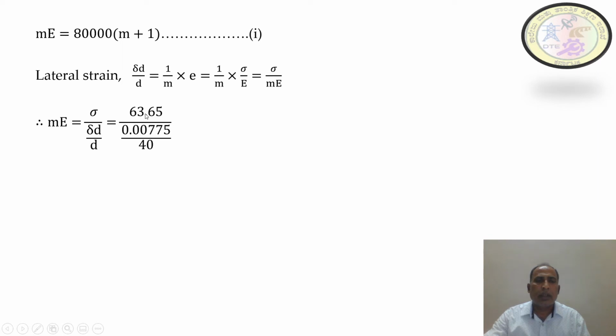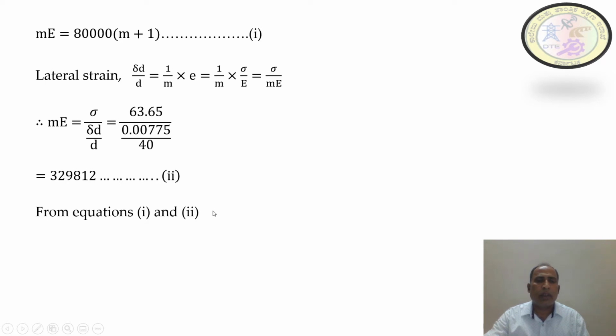We have already calculated the value of sigma, and delta D and D are given in the problem. Therefore, mE is equal to 63.65 the whole divided by (0.00775 divided by 40). We can put the bracket here. So mE is equal to 3,29,812. Now call this equation 2. So equation 1 and equation 2 are both for the value of mE only.